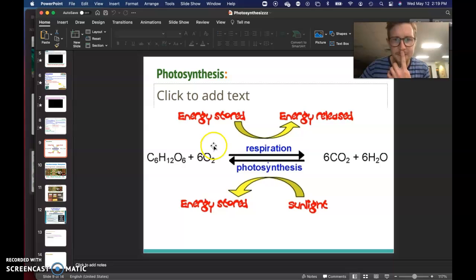Let's see. Yeah, so respiration is sugar plus oxygen, and we produce carbon dioxide and water. And photosynthesis is where they take carbon dioxide and water out of the air, basically, and turn it into stored energy in the form of sugar and oxygen.